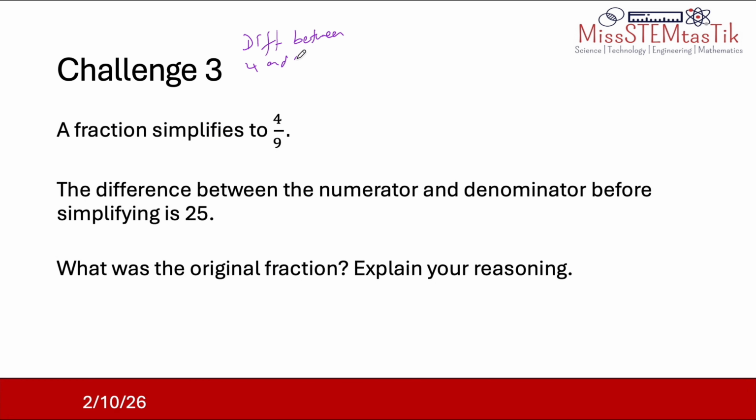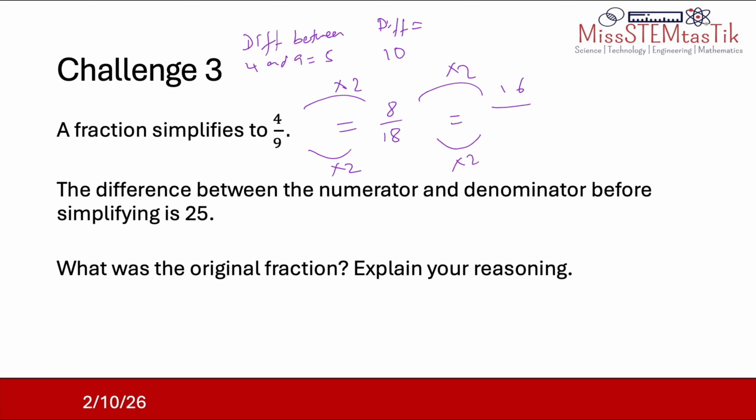So I'm going to multiply the fraction by a factor of 2 and then find the difference again. So 4 times 2 is 8, 9 times 2 is 18, and the difference between 8 and 18 is 10, which is twice as big as what I had originally, but it is still less than 25. I'm now going to repeat the same step again. So 8 times 2 is 16, 18 times 2 is 36, and the difference between 16 and 36 is 20. And again, that is still less than 25.